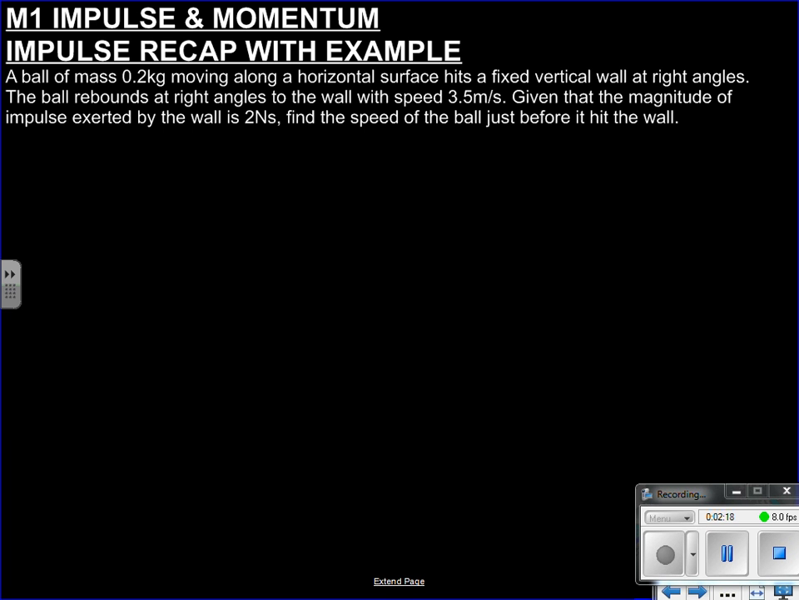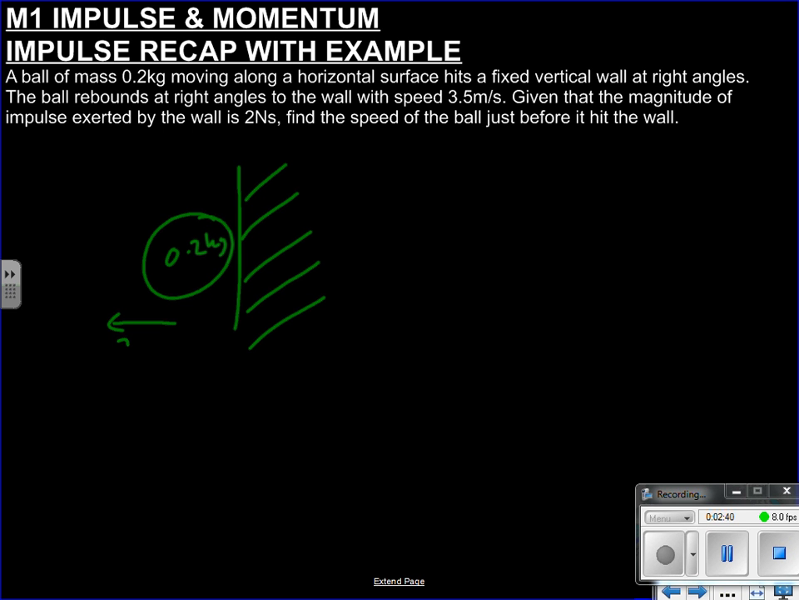So we've got a mass of 0.2 kg moving along a horizontal surface. We've got a fixed vertical wall, so there's the vertical wall. The ball hits the vertical wall. The ball rebounds with speed 3.5. So 3.5 is your rebound speed. Remember, it's coming out. Impulse acts straight away in opposite directions, because there's some spark that occurred literally either side of when the ball comes to the wall and then comes away from the wall.